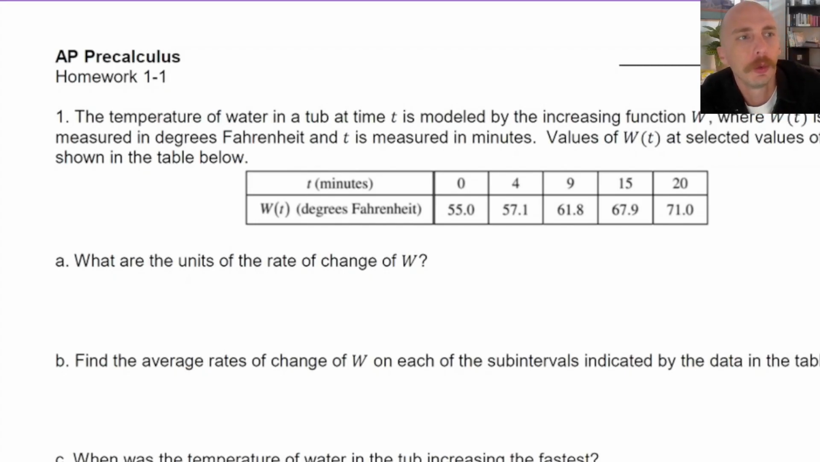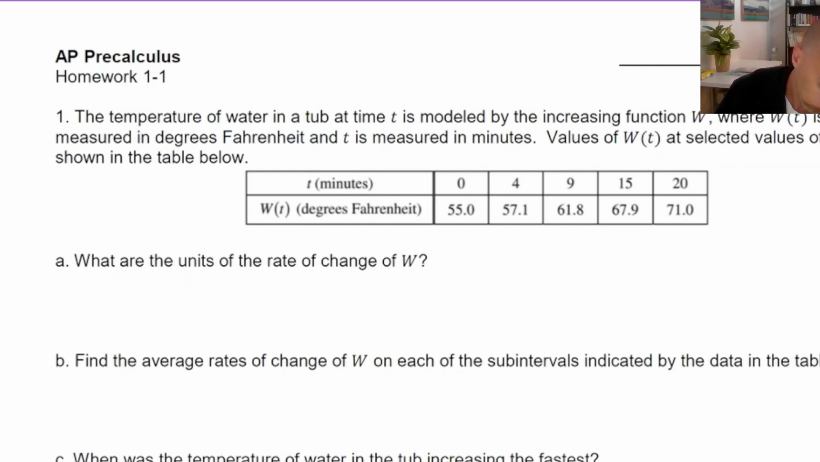Alright, welcome. In this video, we're going to be working AP Pre-Cal Homework 1-1, computing lots of average rates of change. So we're going to start with this problem: the temperature of water in a tub is modeled by function W, which is increasing, and W is measured in degrees Fahrenheit, and t is measured in minutes. Okay, so it starts asking us, what are the units of the rate of change of W?